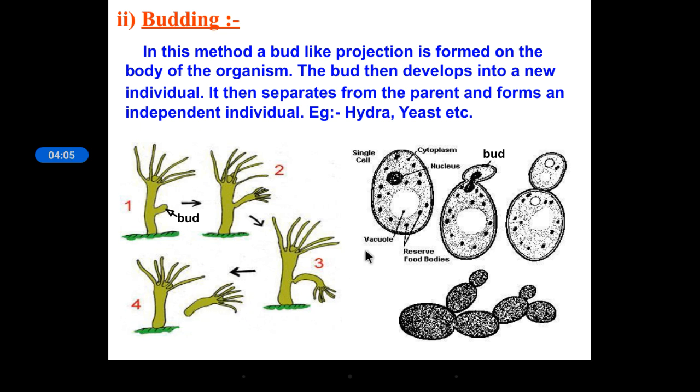This is Hydra. And here you can see the yeast cell in the same way. First a bud arises, then the bud grows, it matures, then it attains the shape of the parent, it gets detached from the parent and it will form an independent individual. That's about budding in Hydra and yeast.